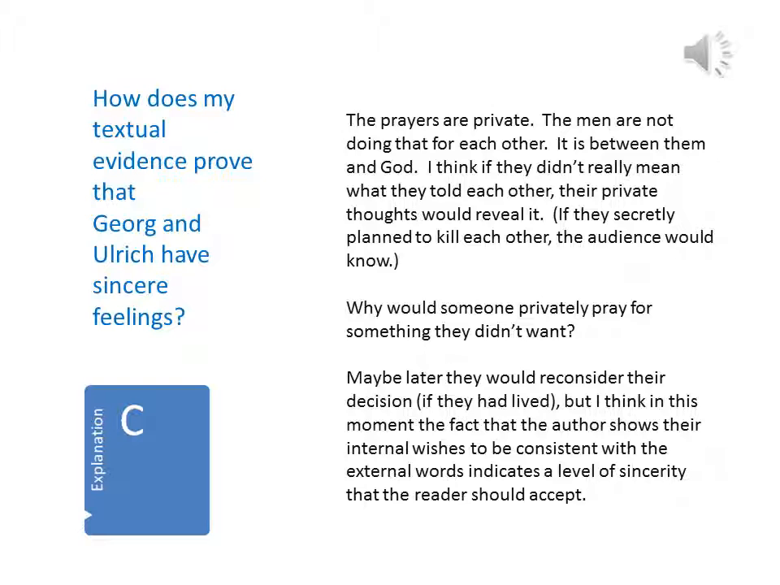As I'm thinking about this passage, the first thing that comes to mind is the prayers are private. The men are not praying for each other. They're not doing it so each other can hear it. It's really just between them and their God. I think if they didn't really mean what they told each other, their private thoughts would probably reveal it. For instance, if they secretly planned to kill each other, the audience would know because that's what the men would have prayed for. Why would someone privately pray for something they didn't want? That just doesn't make sense.